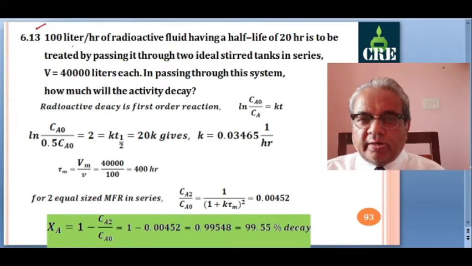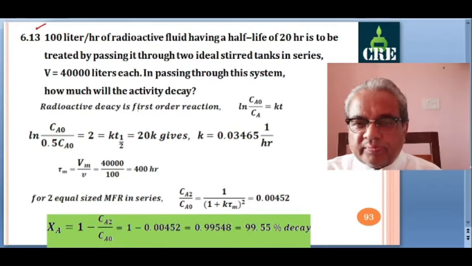6.13. 100 liter per hour of radioactive fluid having a half life of 20 hours is to be treated by passing it through two stirred tank reactors in series. So MFR, V is equal to 40,000 liter for each reactor. In passing through this system, how much will the activity decay?